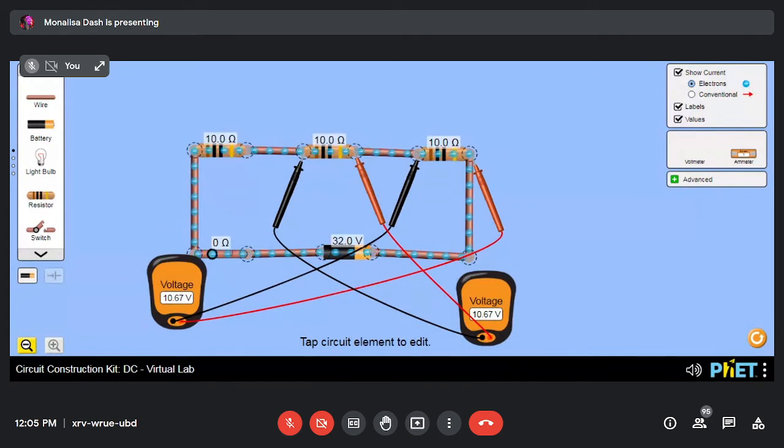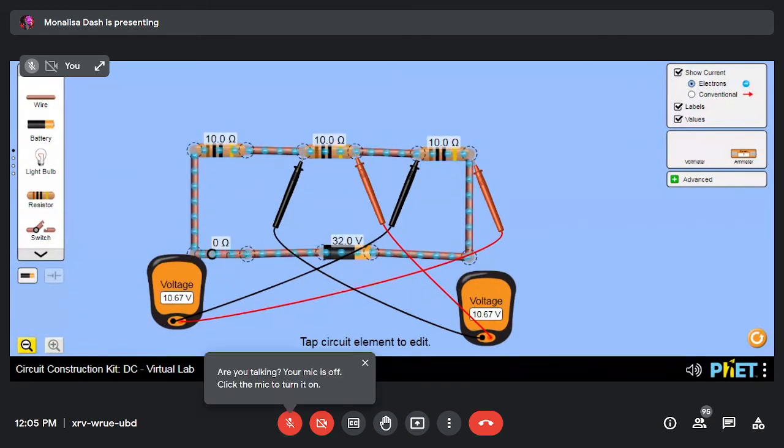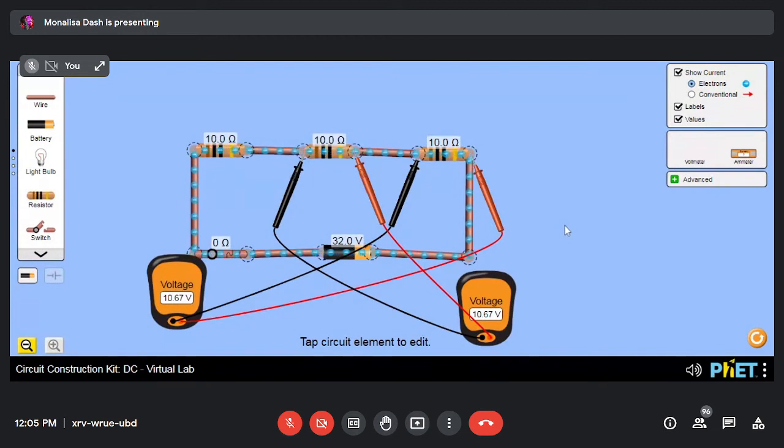Chitralekha madam. Yes, madam. They will go to their link now. You have explained both Kirchhoff's current law and voltage law, na? Yes, madam. Any doubt? Any other doubt? Tell me. No, ma'am.